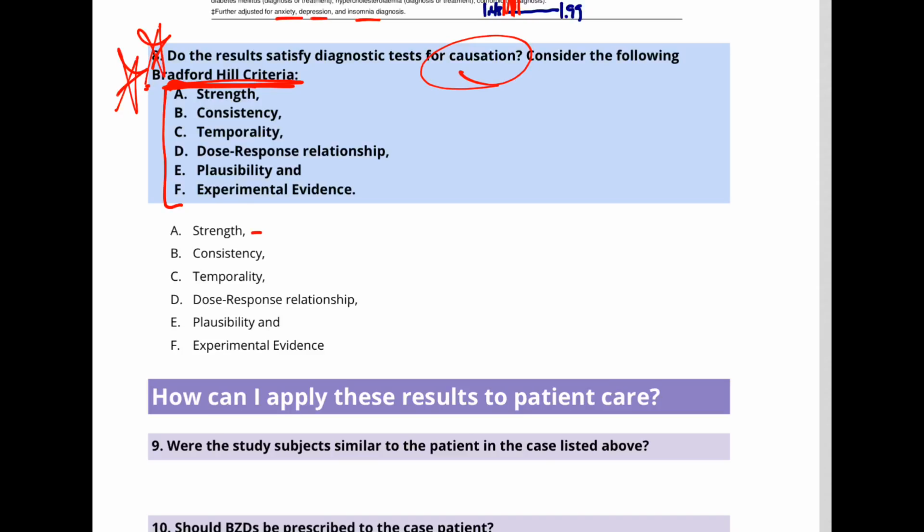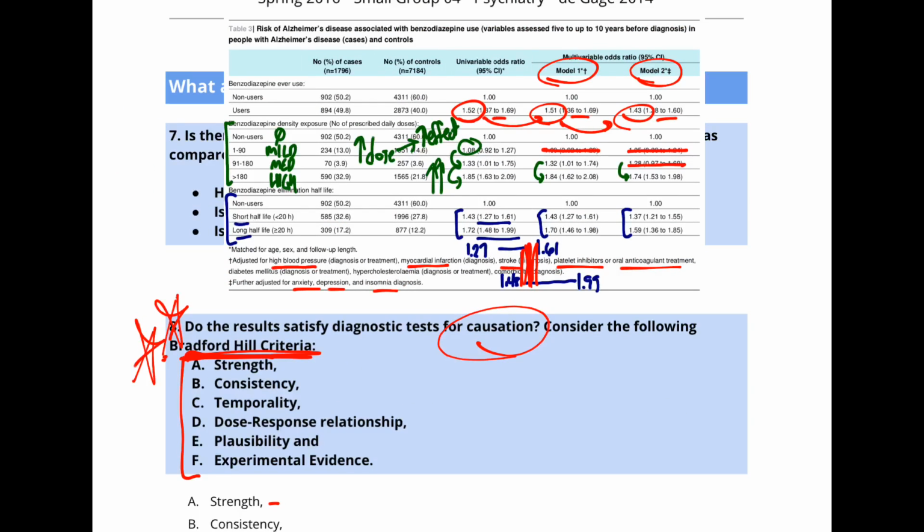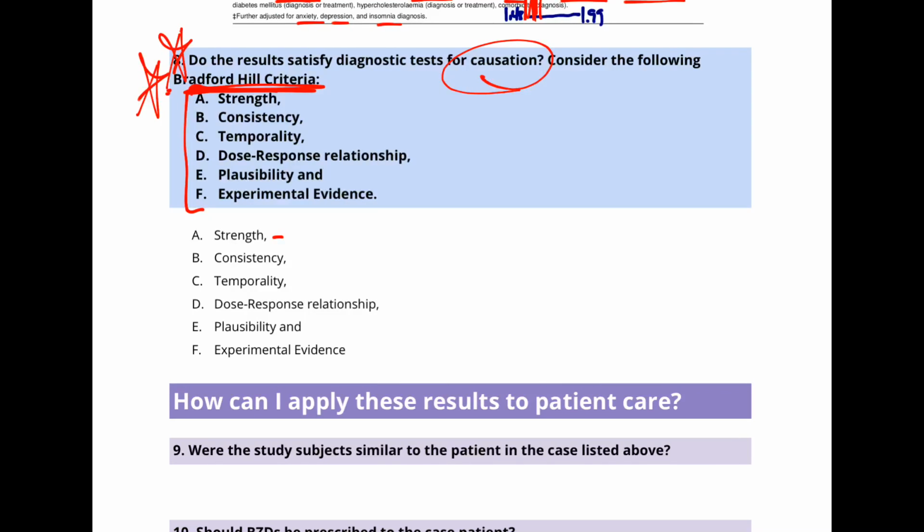Strength. So this means that there is an association, that there's higher effect in the group that is exposed versus not exposed. And we can see here that is indeed the case, right? It was 1.52 here is the effect that we had. So yeah, I think that there is a strength, higher strength. Consistency.